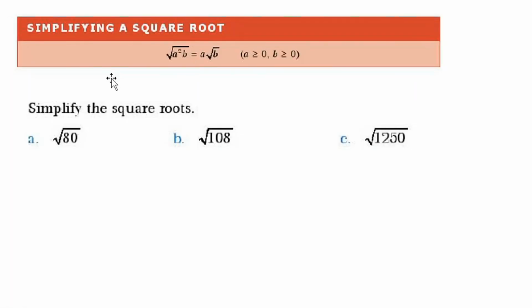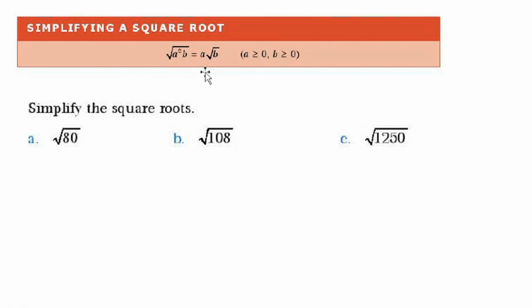Okay, simplifying the square root. We have here the square root of a squared b is equal to a times square root of b, because the square root of a squared is just a, and the remaining term in the radical is b. Therefore, we have a mixed radical. So a square root of b is what we call a mixed radical.